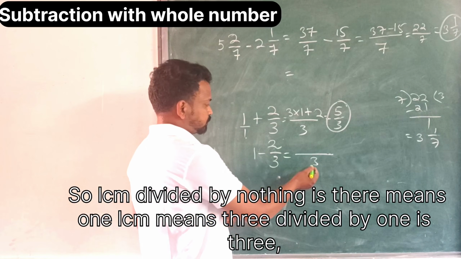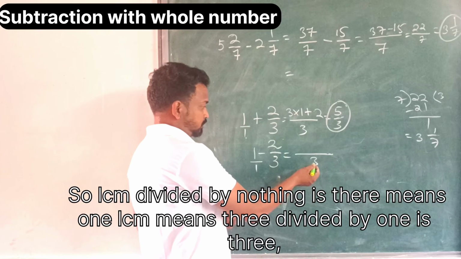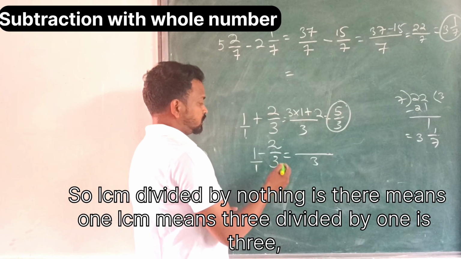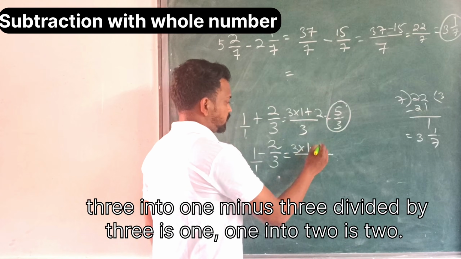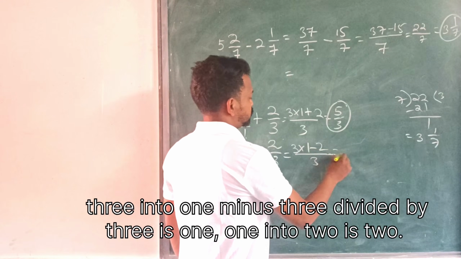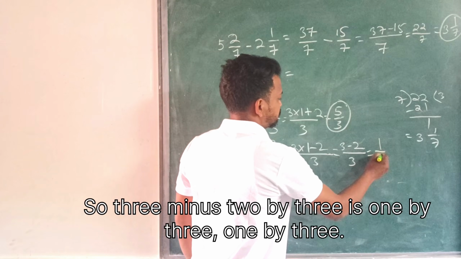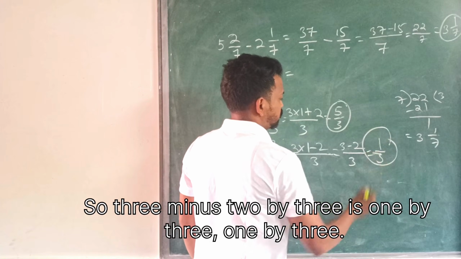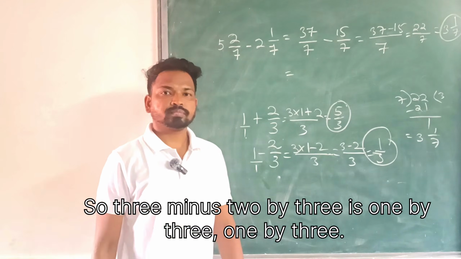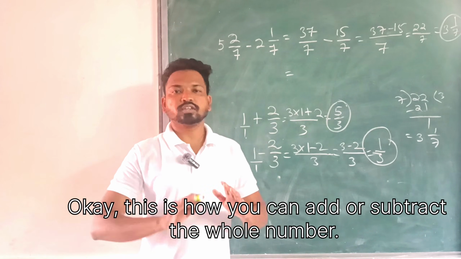LCM divided by nothing there means 1. LCM means 3 divided by 1 is 3. 3 into 1 minus 3 divided by 3 is 1, 1 into 2 is 2. So 3 minus 2 by 3, which is 1 by 3. 1 by 3. Okay. This is how you can add or subtract with a whole number.